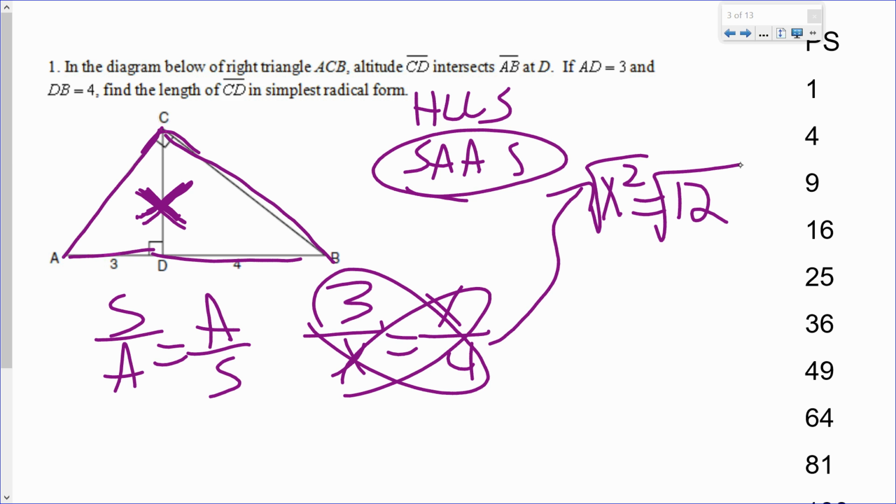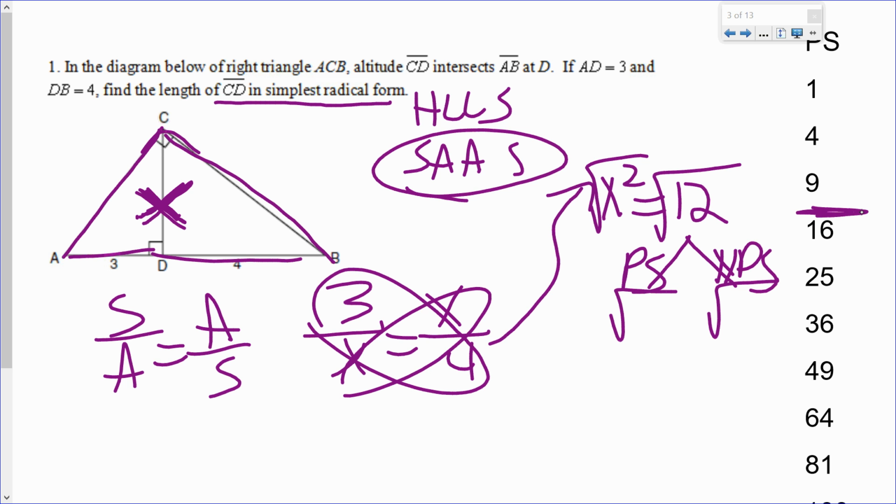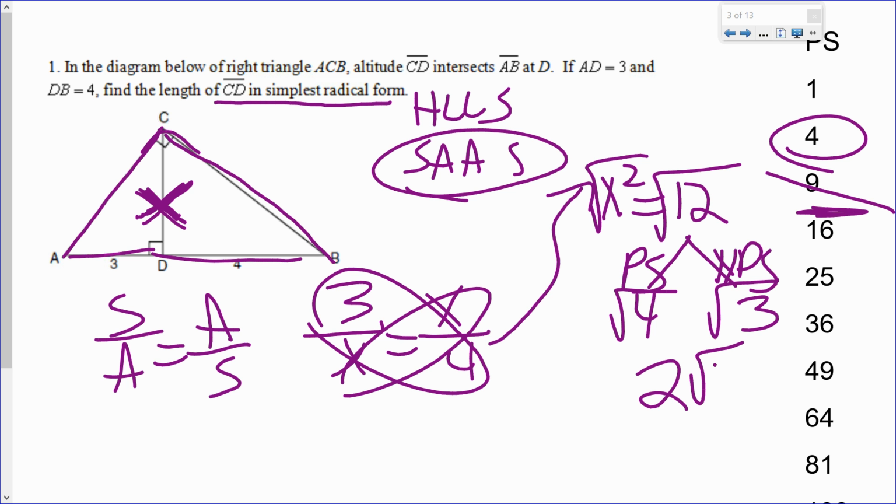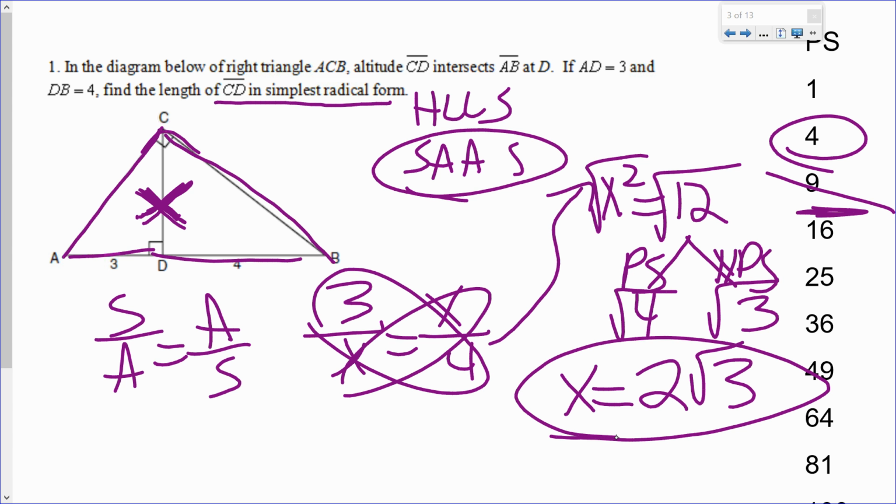Square root, square root. Now, since it's asking for it in simplest radical form, I have to reduce this radical. 12 is not on my list, so I'm going to break it down into perfect squares and non-perfect squares. Is this the same exact one we just did? Yeah. So again, if I'm doing it without the calculator, 9 doesn't go into 12, 4 does. So 4 is my perfect square, 4 times 3. And then I take the square root of my perfect square. The non-perfect square comes down. And 2 radical 3 would be my answer.